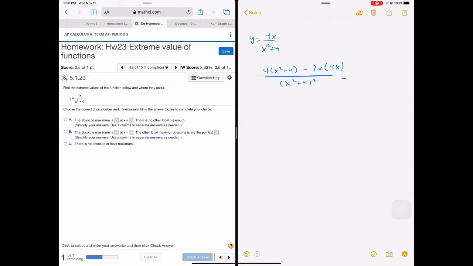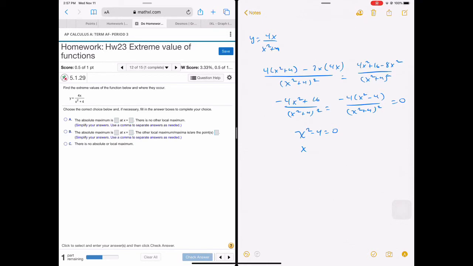We're going to simplify the top, 4x squared plus 16 minus 8x squared, all over x squared plus 4 squared. When I simplify, we end up with negative 4x squared plus 16 all over x squared plus 4 squared. We're going to simplify this again. Negative 4x squared minus 4 all over x squared plus 4 squared. Now when will this equal 0? So fractions, you always want to make the numerator go to 0. X squared minus 4, when does this equal 0?